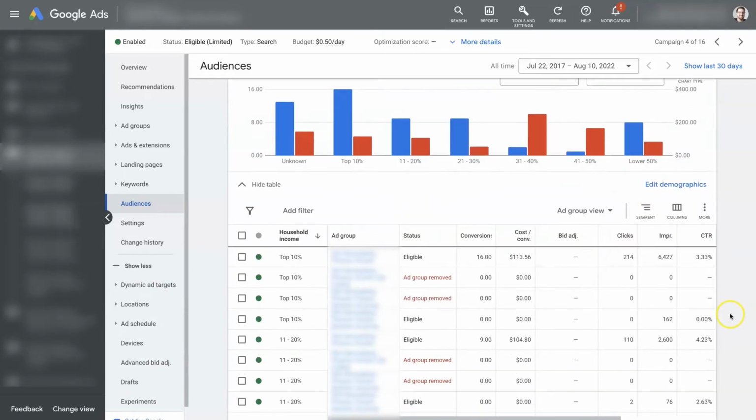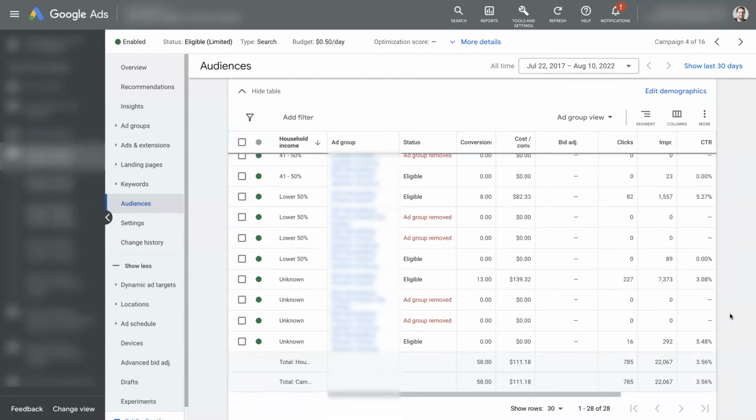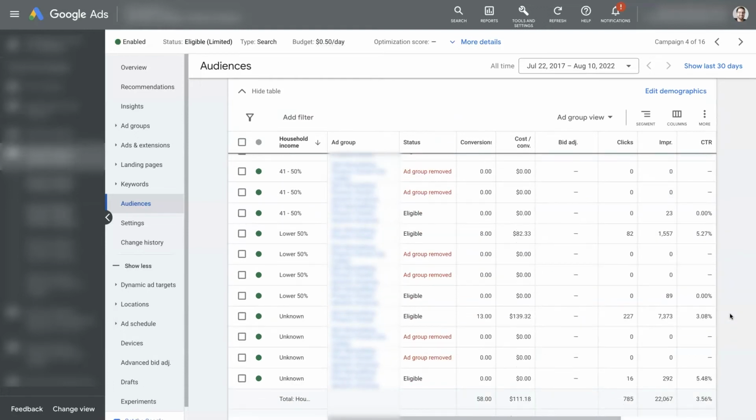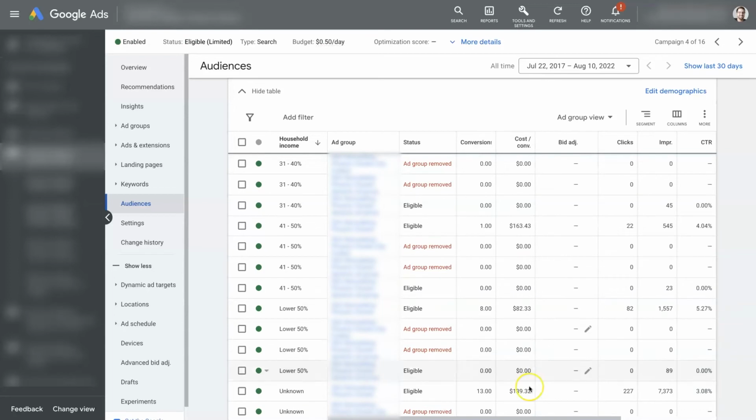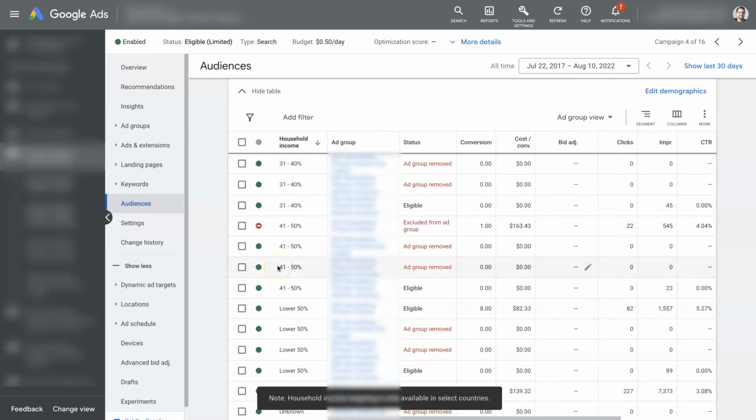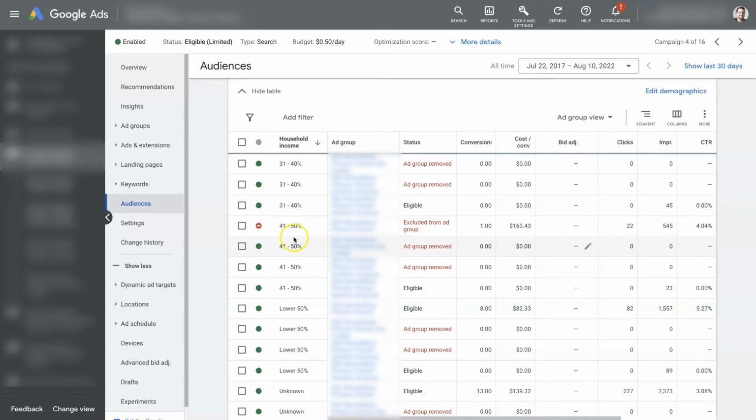So from here, if we scroll down, then we can start to see these different demographics here. So we're seeing that these were not doing so well. So right here, the 41 to 50%, we can see that it's getting 1 conversion, costing a lot. So what we could do is we can actually come over here and just exclude this from the ad group. So now it's not going to show the ads to people in this income demographic range, 41 to 50% income earners, at least on this ad group.